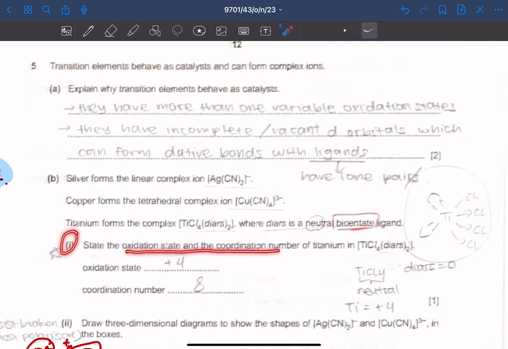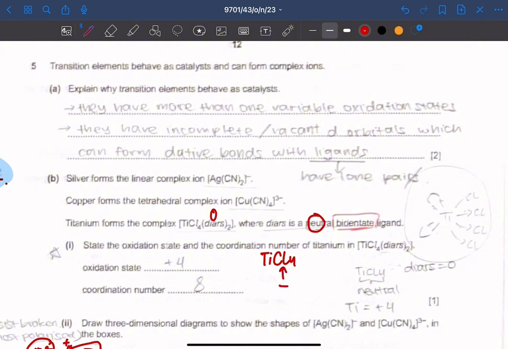State the oxidation state and the coordination number of titanium in TiCl4(diars)2. So the oxidation state of titanium is actually 4 because diars is neutral, and so it has a charge of 0. We should just focus on TiCl4. Cl has a charge of minus 1, and because there are 4 Cl atoms, so minus 4. X minus 4 is equal to 0, neutral, so X is equal to positive 4. Therefore, the oxidation state of titanium is plus 4.